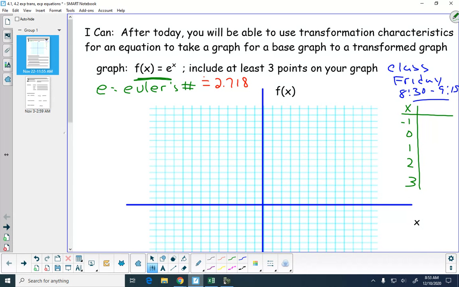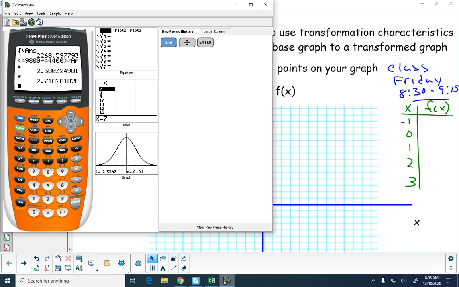So if we look at the function and take e to the negative first power, I could say it's about 0.37, but if you look at your ln button on your calculator, the second function is e to the x. So I can use my second function e to the x, type in negative 1, close my parenthesis, and get a value of 0.37.